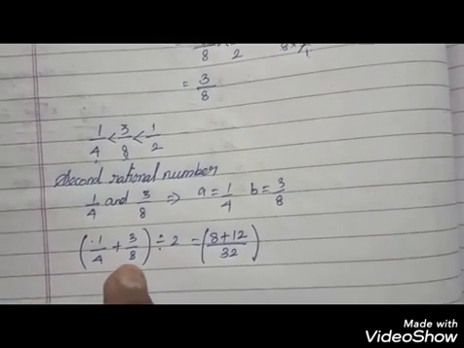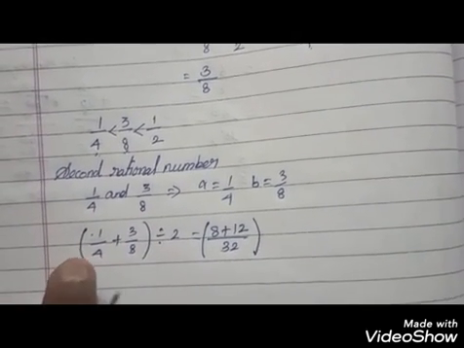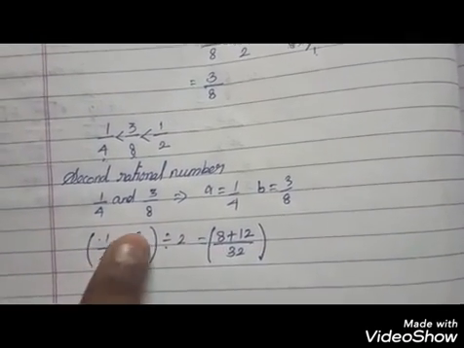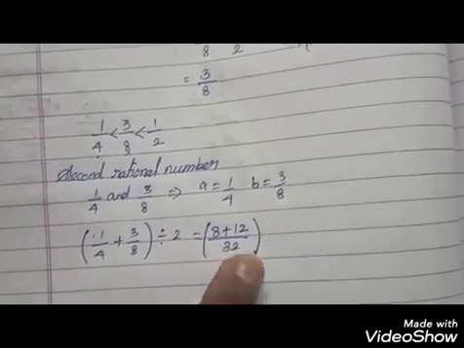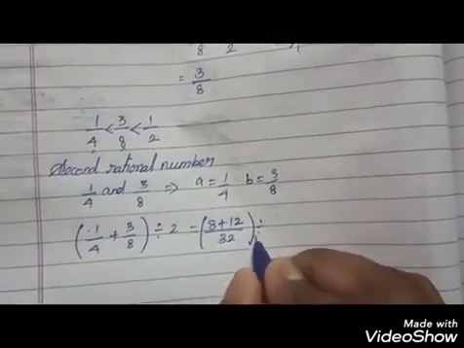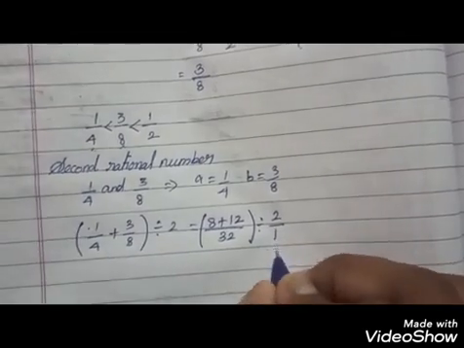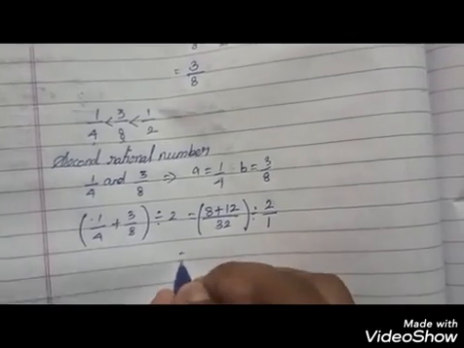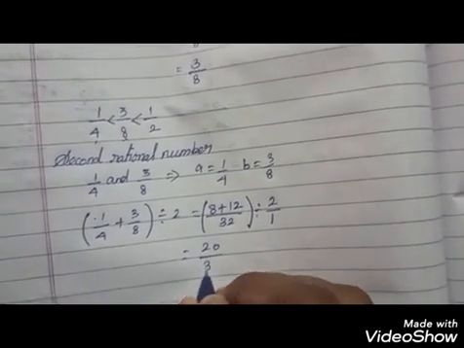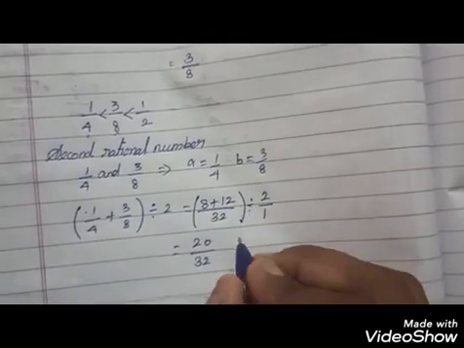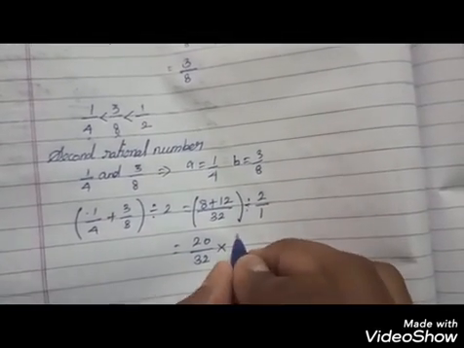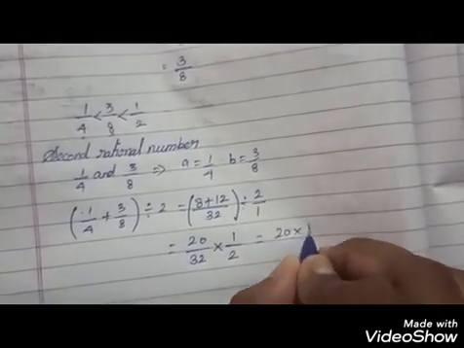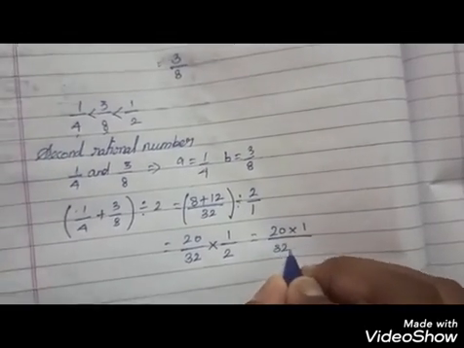Because of some disturbance, if I put so many arrow marks you will be confused in your notes, so that's why: 8 into 1 is 8, 4 into 3 is 12, 4 into 8 is 32. In the same way, divide by 2, which can be written as 2 by 1, so 1 is the denominator. Now you check it, 8 plus 12 you get 20. So 20 divided by 32. Here this division can be changed as multiplication. 2 by 1 becomes the reciprocal 1 by 2. It can be written as 20 into 1 divided by 32 into 2.